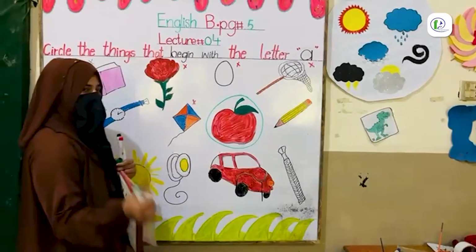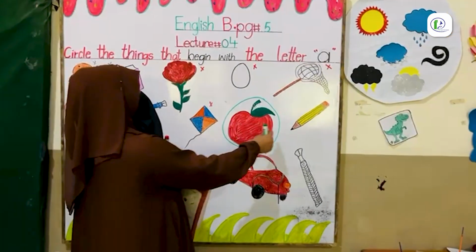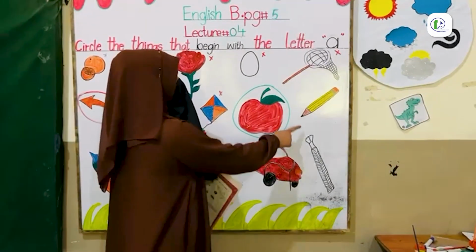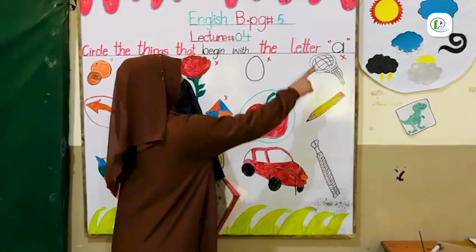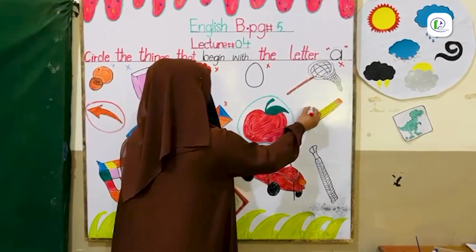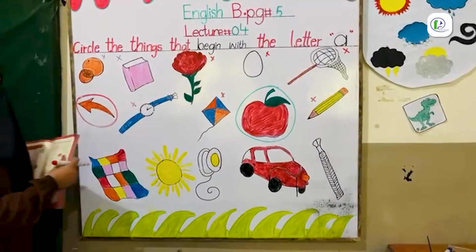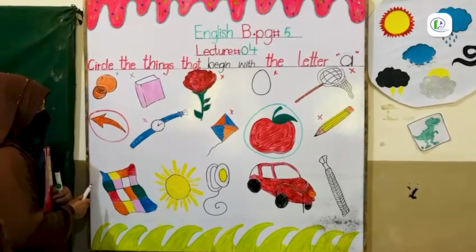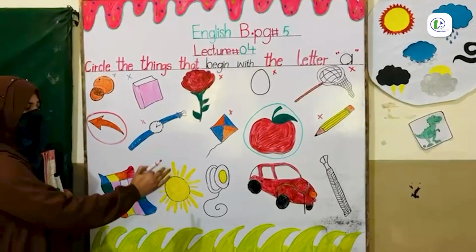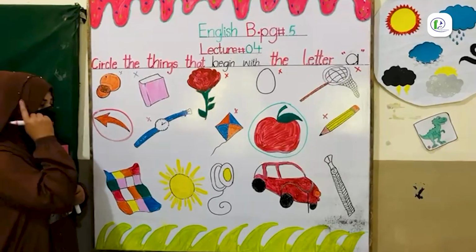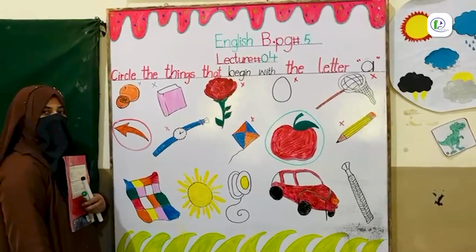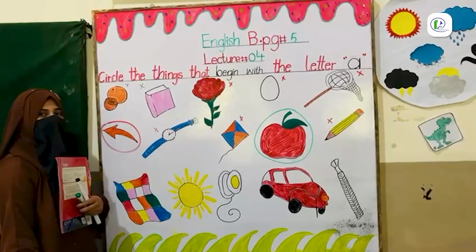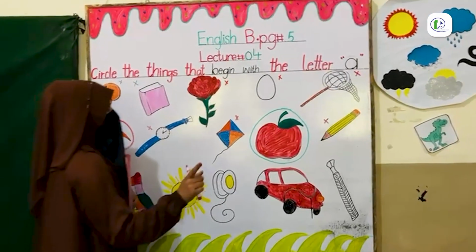Wow. Great job. Move towards the next. It's a pencil. Does it start with letter A? No. Okay, students. Look at this row. Is there anything which starts with letter A? Think about it. Yes, great. There isn't anything which starts with letter A.